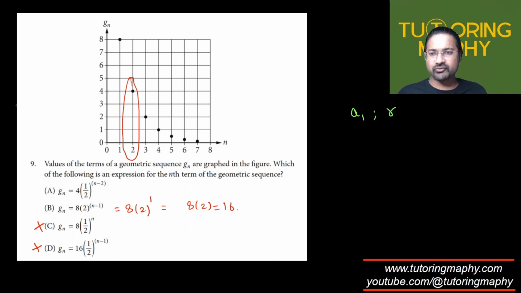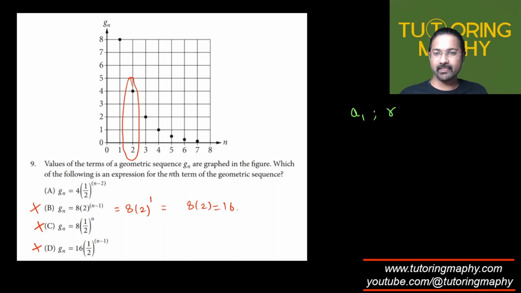In fact, we could have ruled out with an even more smart way, because you can see that the terms are decreasing, which means that the common ratio is less than 1. So clearly, this is the only one which is less than 1. It cannot be greater than 1. So B is also ruled out, and the correct option is option A.